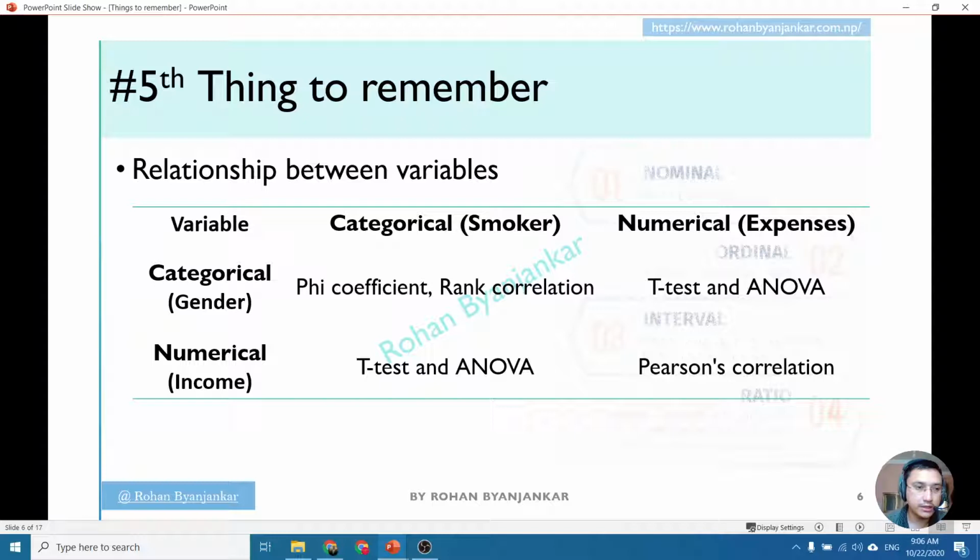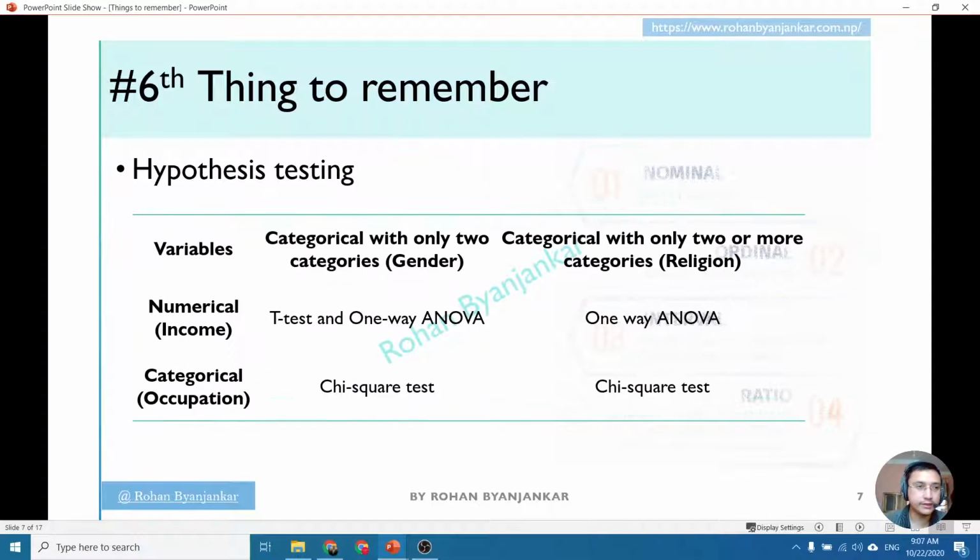And this is the matrix. This is a relationship between variables matrix. So this matrix will help you in determining which test to perform to find out the relationship. And the sixth thing is hypothesis testing.